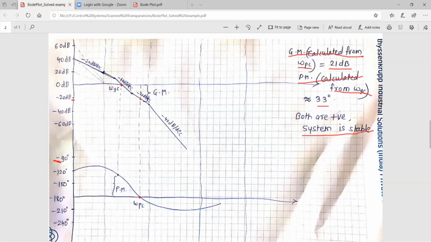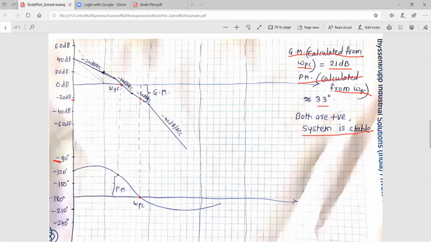Same happens with omega GC. Take this line down and draw it till it crosses the phase plot, and then on the scale you need to calculate what is the gain margin, and from this the phase margin. So please remember that gain margin is calculated from omega PC and phase margin is calculated from omega GC. When both are positive, the system is stable.